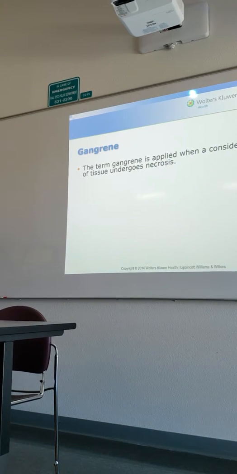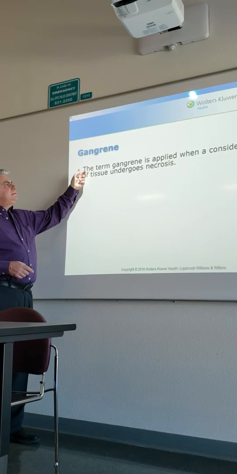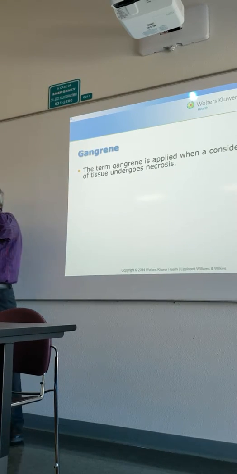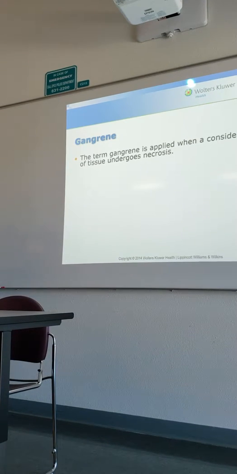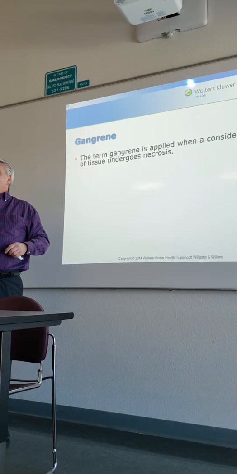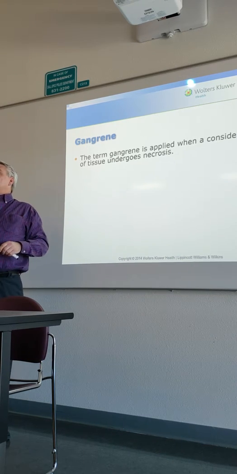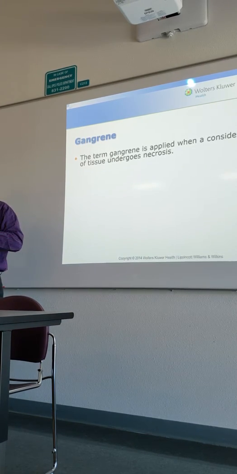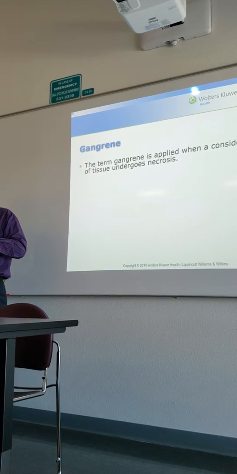So gangrene is a term applied to a considerable mass of tissue undergoing necrosis. When do you get gangrene? Yeah, too much cell death. Is that a bacteria? Yeah, isn't it? That's the difference. Can you tell me the different types of gangrene without looking ahead? Dry, wet, and gas.